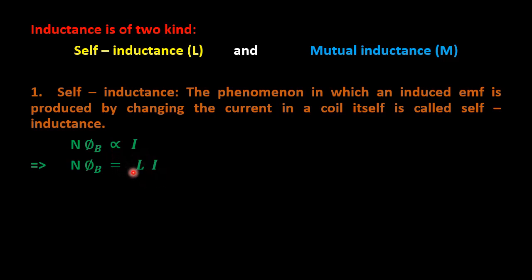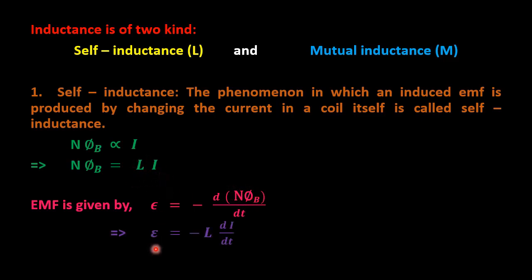Now the strength of the EMF induced in the coil will be given by E equals minus d(N phi B)/dt. So putting the value of N phi B from here, which is L times I, we can rewrite this as E equals minus L times dI/dt. And this equation gives the relation between the induced EMF, the self-inductance, and the rate of change of current in the coil.